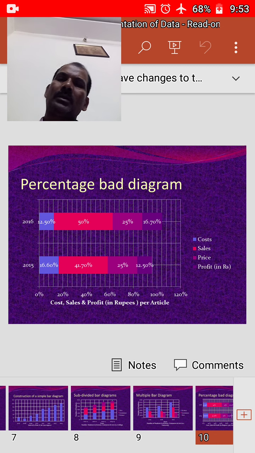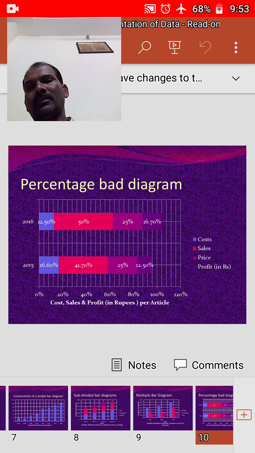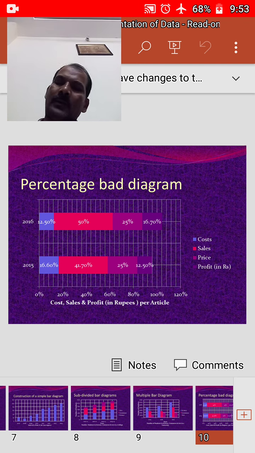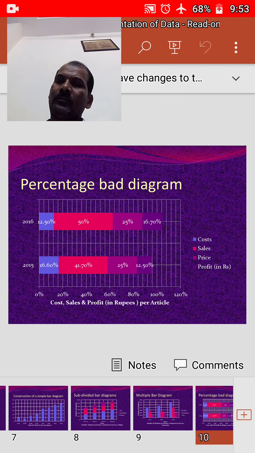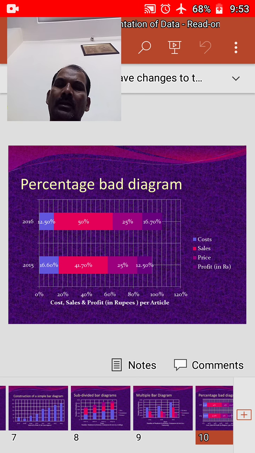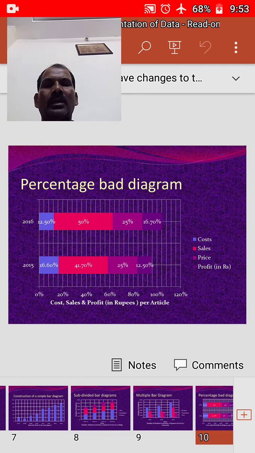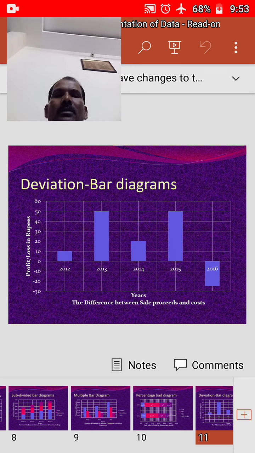This can be represented through the diagram in the PPT, that is the percentage bar diagram. We have taken years on the y-axis and cost, sales price and profit in rupees on the x-axis. That can be easily understood by looking at the diagram. Next, deviation bar diagrams.